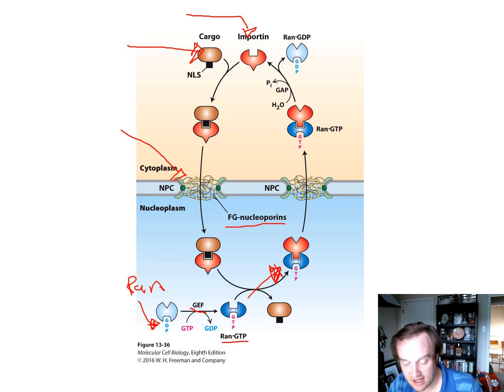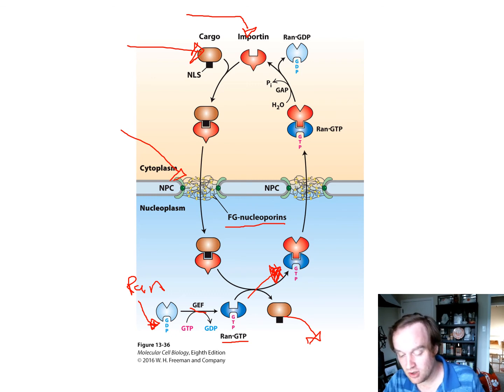And when it does that, it releases our imported protein. So it comes in and it says, get out of the way, imported protein. I need to bond with importin. And when that happens, the imported protein is now where it's supposed to be, in the nucleus. But that's not the end of our story, because we have to continue. A lot of these import mechanisms we've seen are cyclical, right?